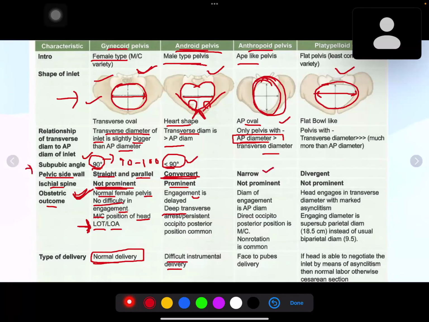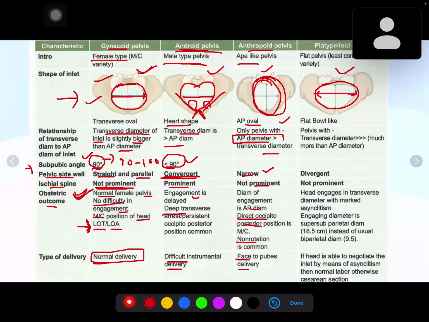Again, the pelvic side, but here the problem would be that the diameter of engagement is the AP diameter. So occipito-posterior position will be common and the head could not be rotated, because this is the inlet, and the outlet would also be the same, with the AP diameter being longest. So face delivery occurs in this anthropoid pelvis.